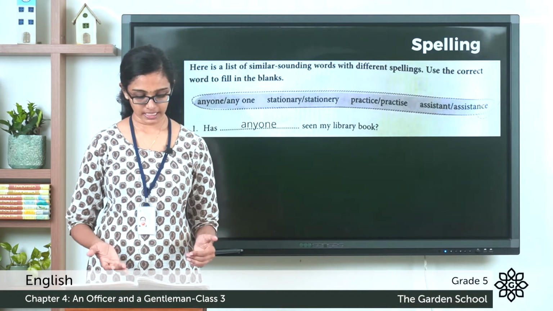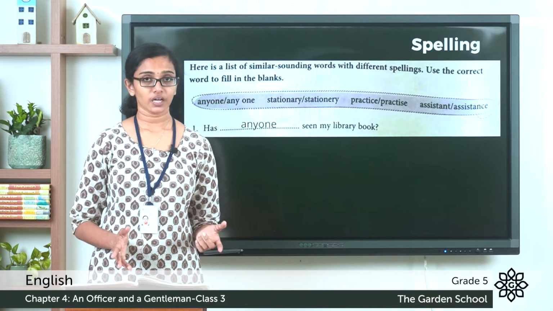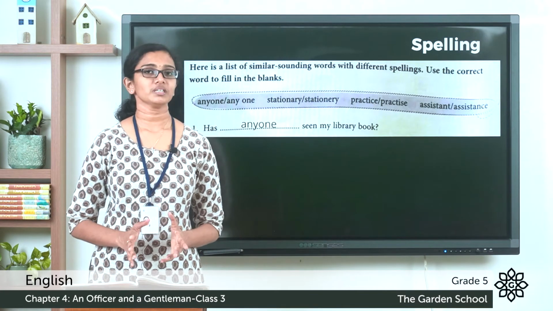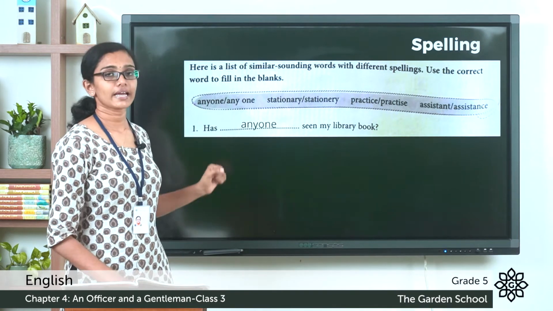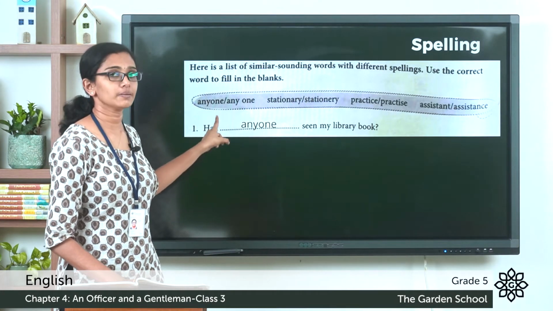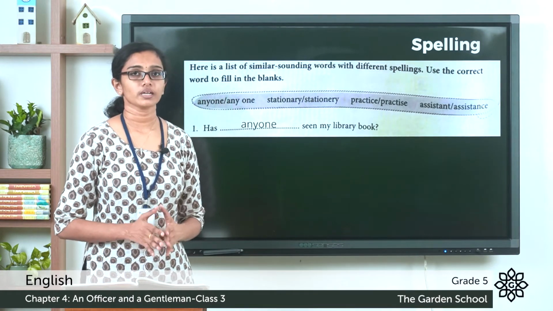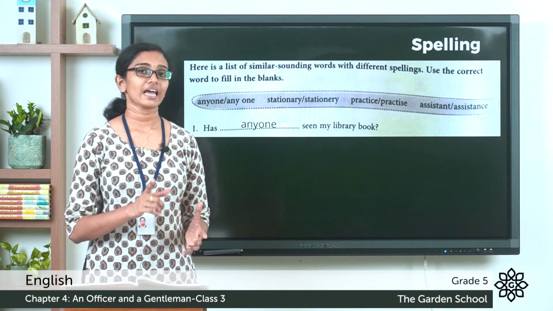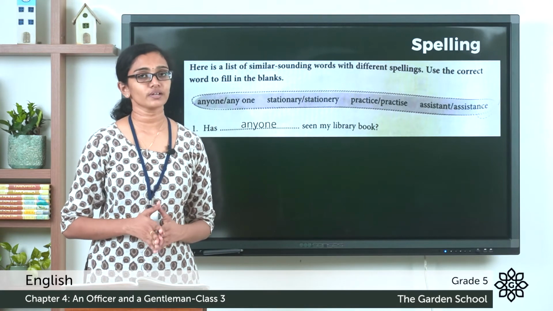Has dash seen my library book? Which one do you think is the correct option here? So the first set of options, anyone and any one. Both these sound similar and look similar, but there is a difference in the meaning. When you write anyone without a space in between, it's a pronoun. It means anybody. But when you write any one with a space in between as two words, it becomes an adjective phrase and it means any single one of a group of people or group of things. So there is a difference in the meaning.